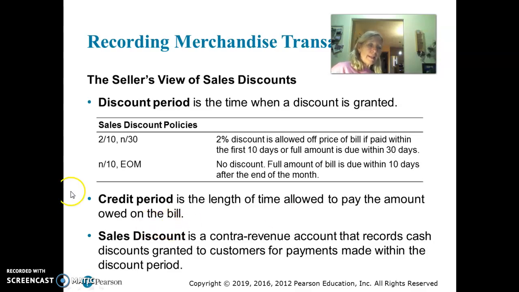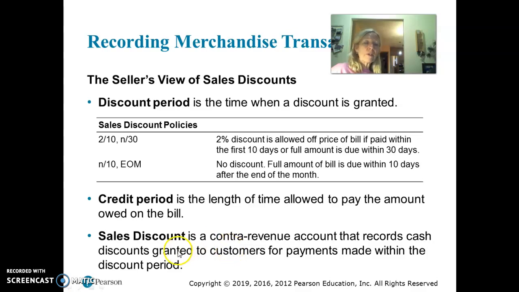This N/10 EOM, you never see it. I'm not going to ever give you homework on it, but this one is the real deal. We do use it in business all the time. It's a very important way for you as a small business to save some money, so you should know about it. The credit period is the length of time allowed to pay the amount owed on the bill. So the credit period here is going to be 30 days.